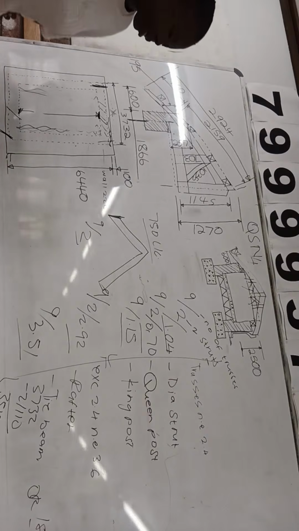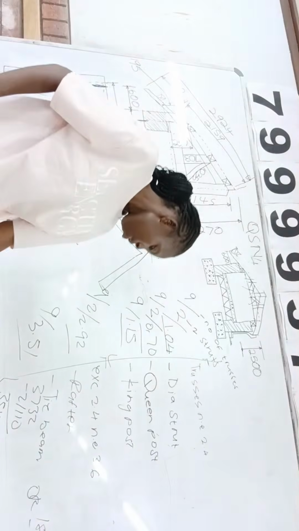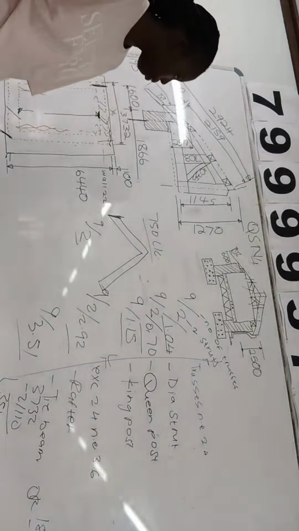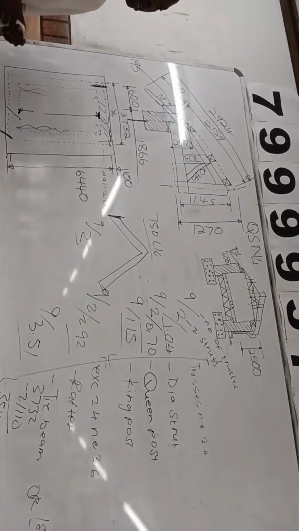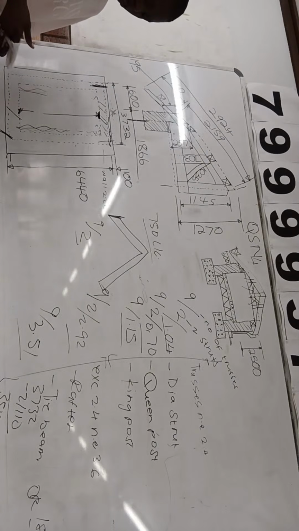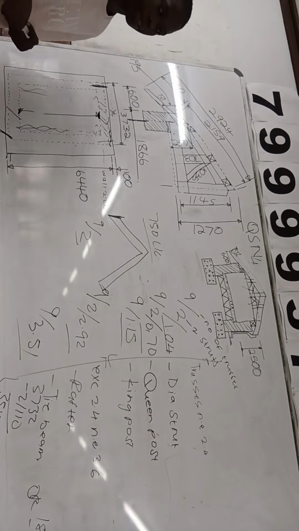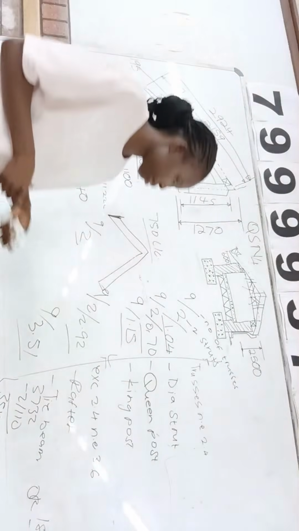And then are we done with the trusses? We are still there. There is one more bracket left, which is called the sprockets.